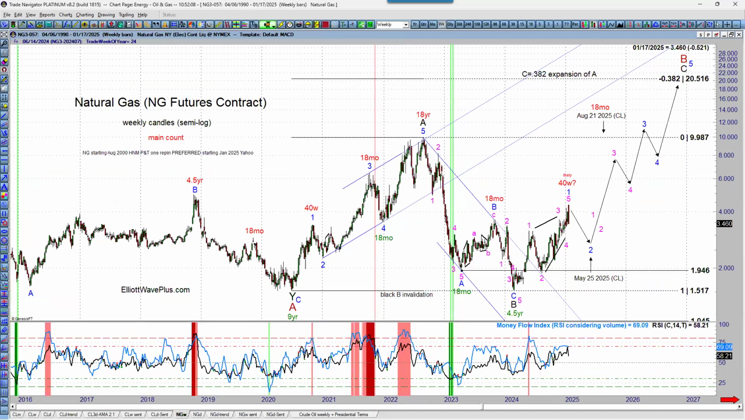Nat gas. So I've changed the nat gas, and I was showing an alternate count before, and I've changed that to be the main count, and that is that the move up off of the low on natural gas is finished, and it was a five-wave structure, a leading contracting diagonal in natural gas.